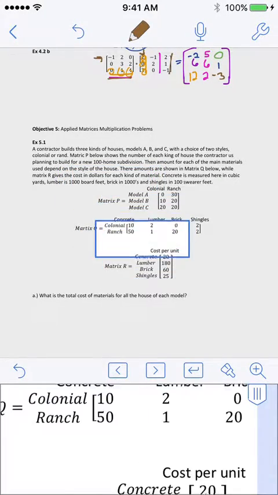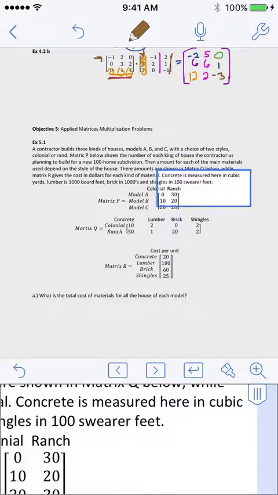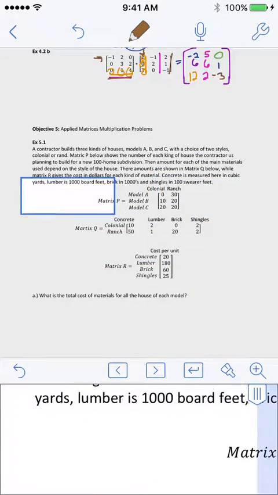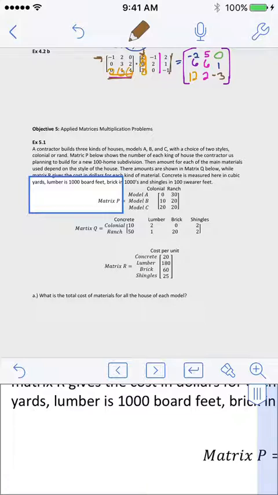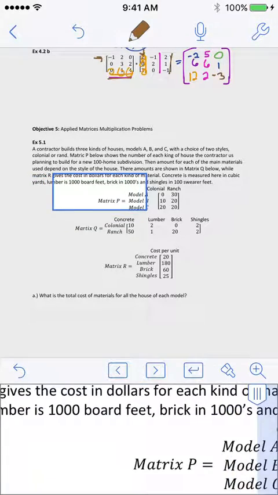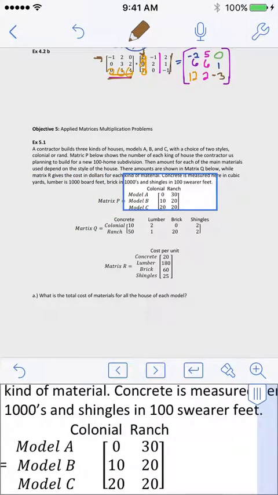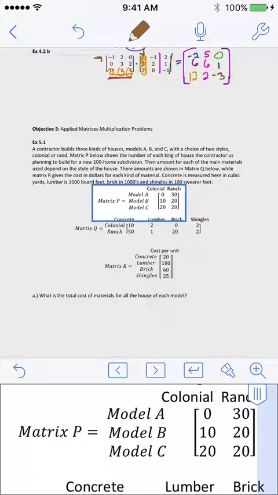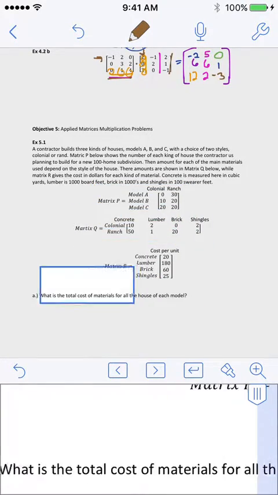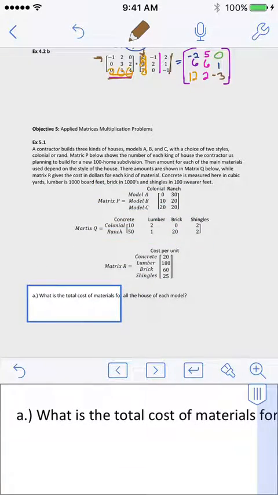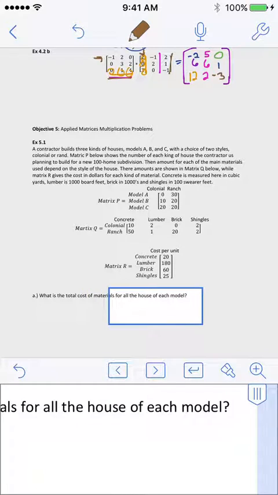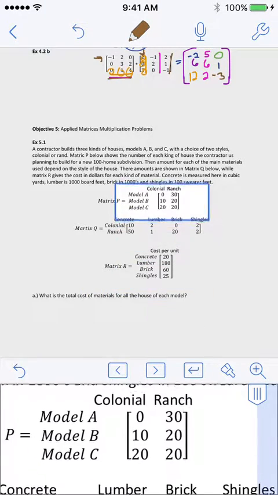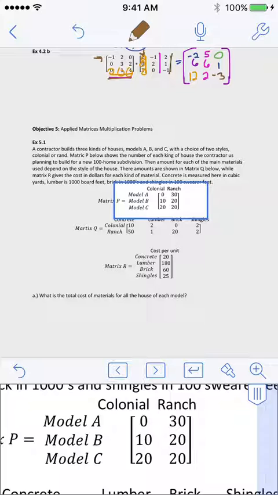So we've got 3 separate matrices going on here. Concrete is measured here in cubic yards. Lumber is in 1,000 board feet. Bricks are in thousands, and shingles are in 100 square feet. I'm so sorry about all the typos in this problem, but that's okay. So we've got these matrices, right? Question A. What is the total cost for all the houses of each model?